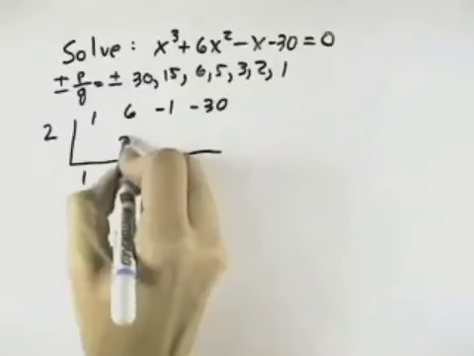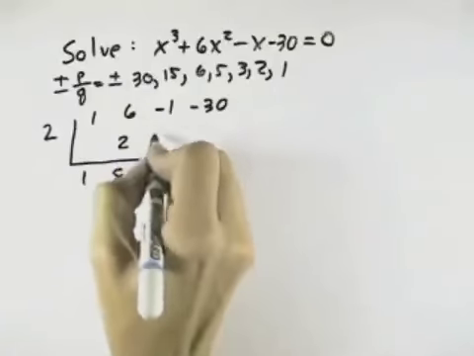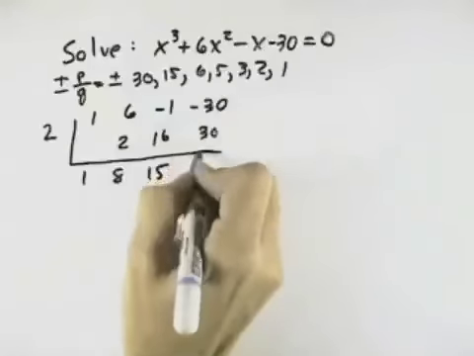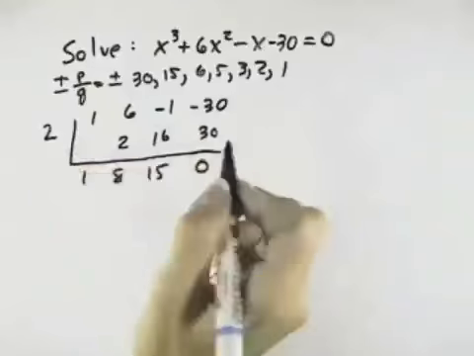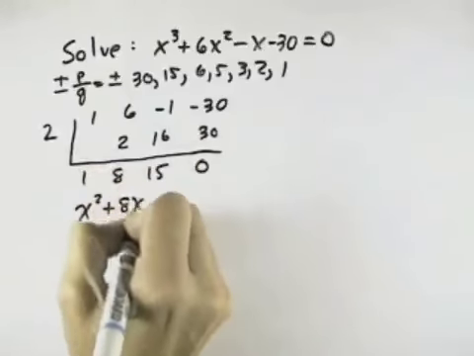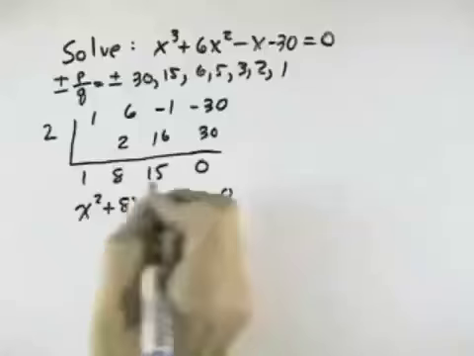Bringing the 1 down, we multiply by 2. Adding, we get 8, times 2 is 16. Adding, we get 15, times 2, which is 30. Adding, we get 0. So we see 2 is indeed one of the solutions, leaving us with x squared plus 8x plus 15 equals 0.